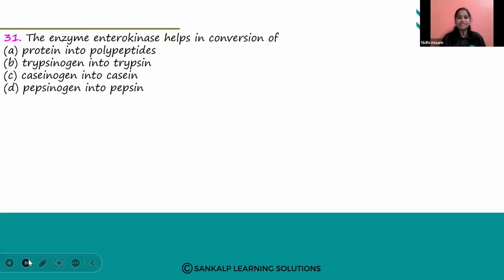Okay. Next question. The enzyme enterokinase. In digestion we will get more questions on enzymes. Okay. So the enzyme enterokinase helps in conversion of protein into polypeptides, trypsinogen into trypsin, casinogen into casin, pepsinogen into pepsin. So what is your answer on this? The enzyme enterokinase helps in conversion of.